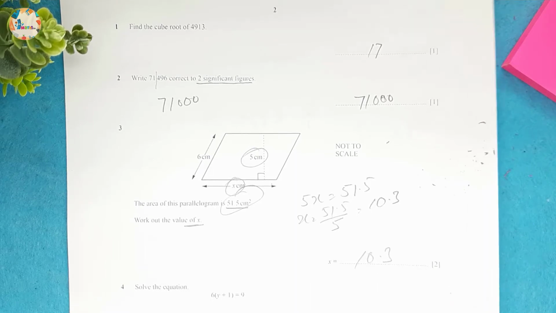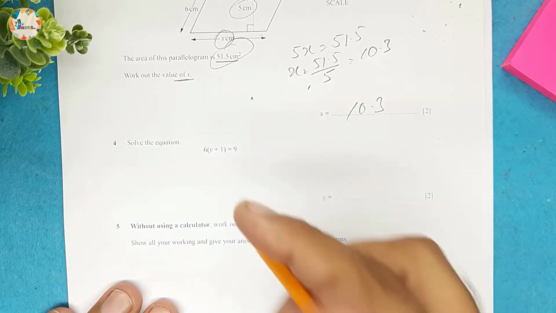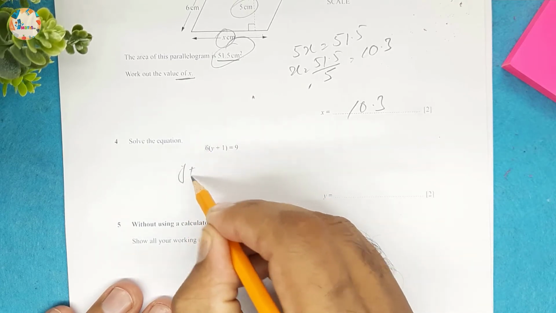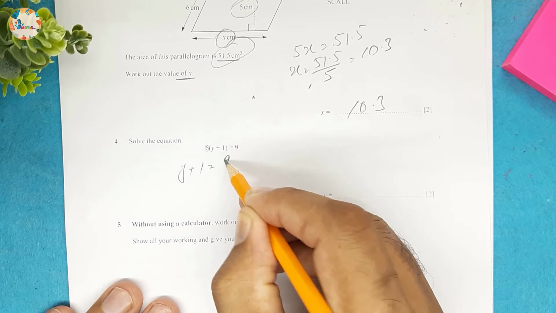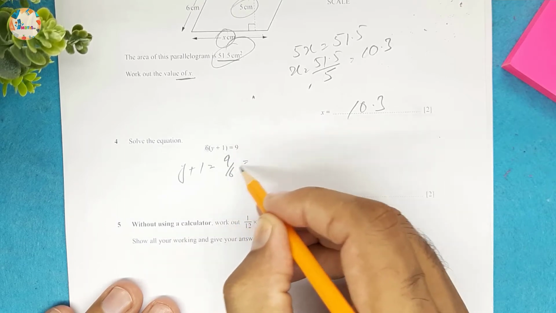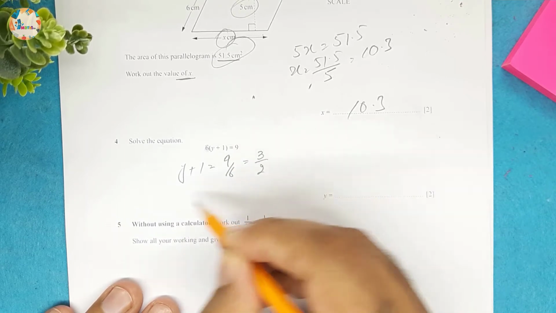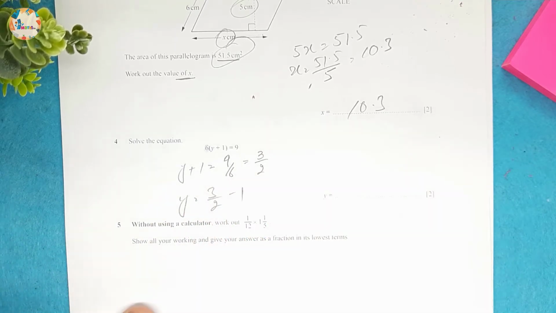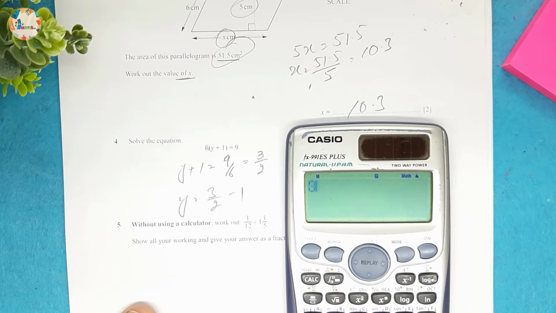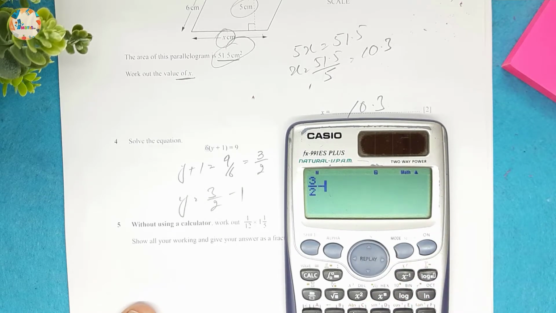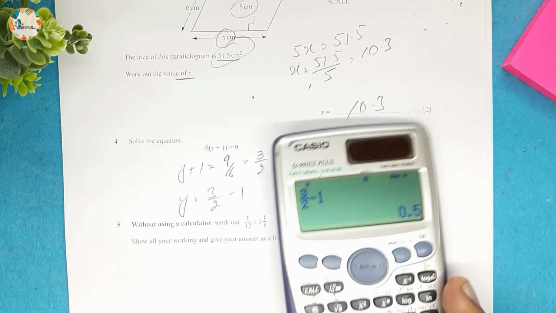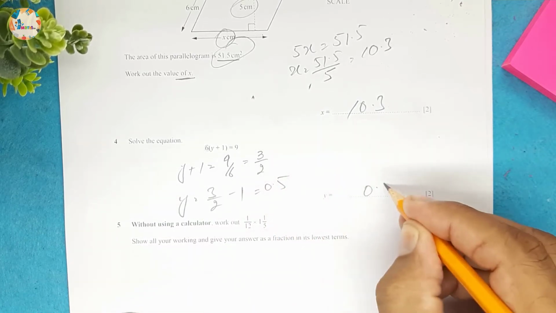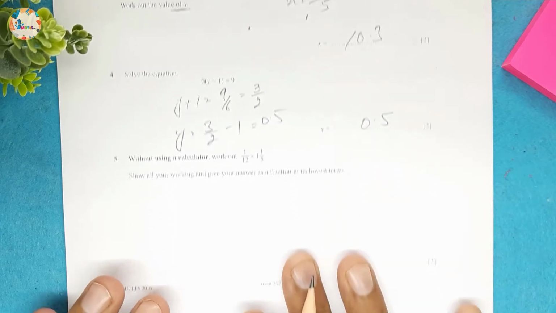Now question number 4, solve the equation. We can send the 6 first to this side. So y plus 1 is equal to 9 divided by 6, which is equal to 3 by 2, and y will be equal to 3 by 2 minus 1. So 3 over 2 minus 1 will result in 1 by 2 or 0.5. So the answer will be 0.5 over here. We can write the answer as 1 by 2 as well.